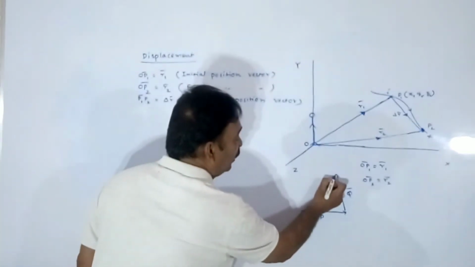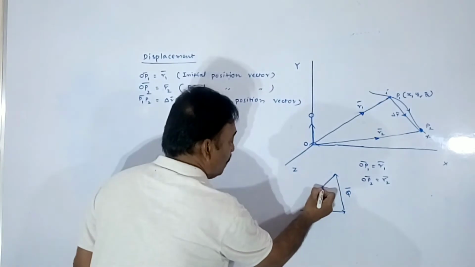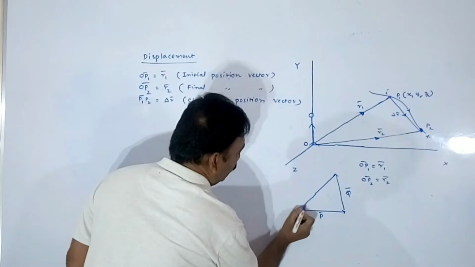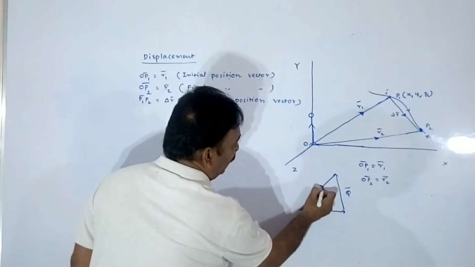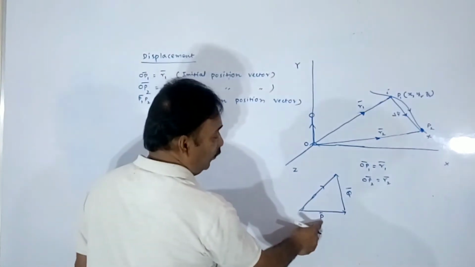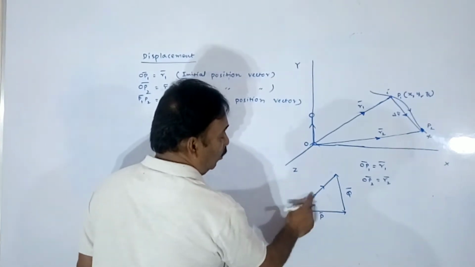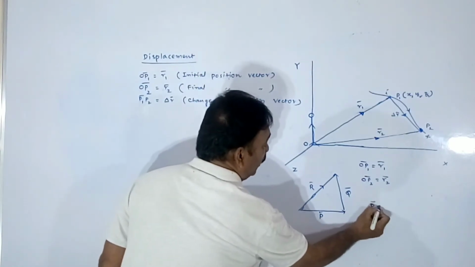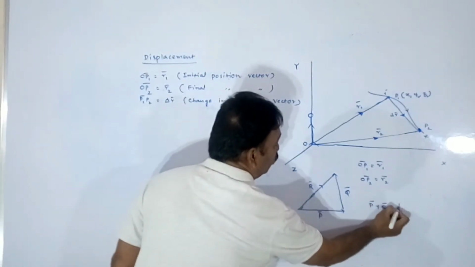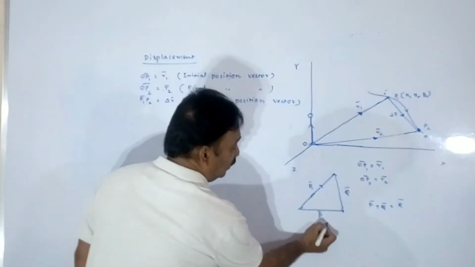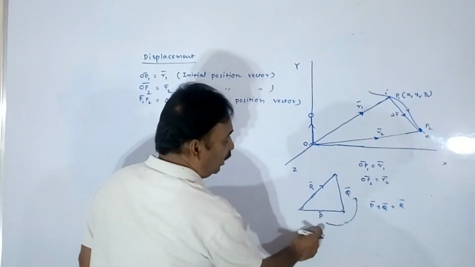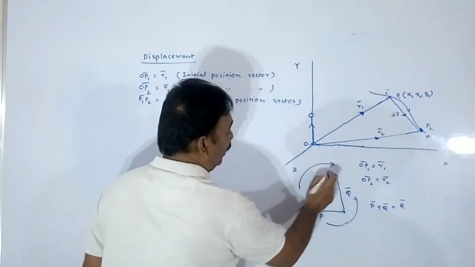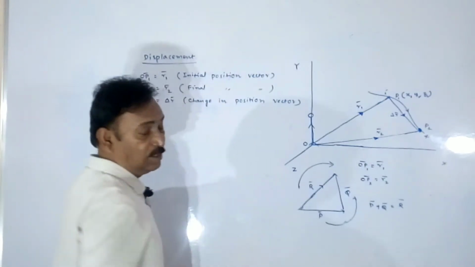I am closing this side by means of a straight line. Now it became a triangle, isn't it? See, here if we add these two, it could be the resultant R bar. Here P bar plus Q bar is equal to R bar. See this, these two P and Q are in order. That means they are in anti-clockwise direction. The closing side of the triangle is in clockwise direction.